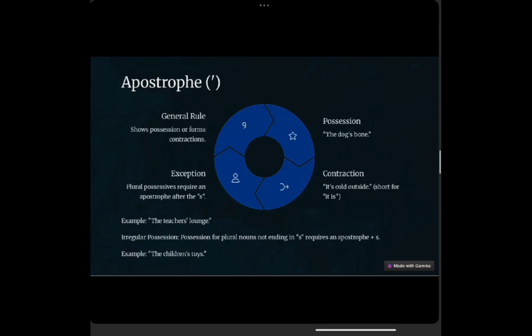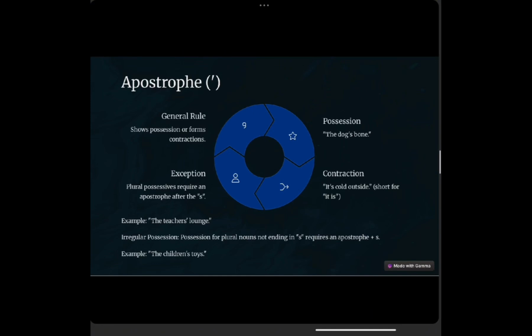Let's talk about apostrophes. We use an apostrophe to show possession. For example, the teacher's desk. Here it shows the possession of the desk by the teacher. Another example is the dog's bone. We also use apostrophes for contractions, such as "it's cold outside." Here it's is short for it is. But an exception is that plural possessives require an apostrophe after the s, such as the teachers' lounge. Here, as there are multiple teachers, the apostrophe is placed after the s.